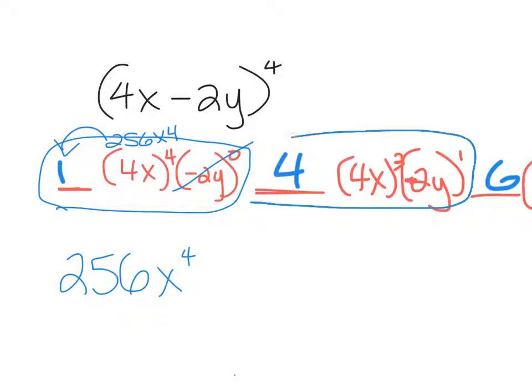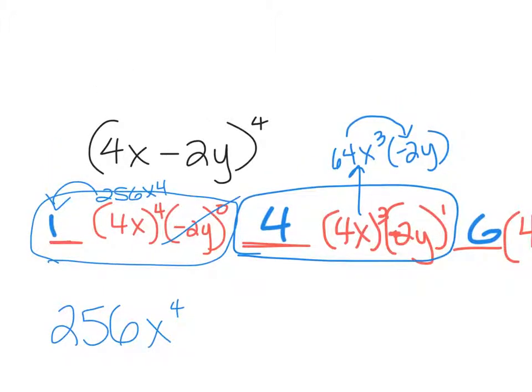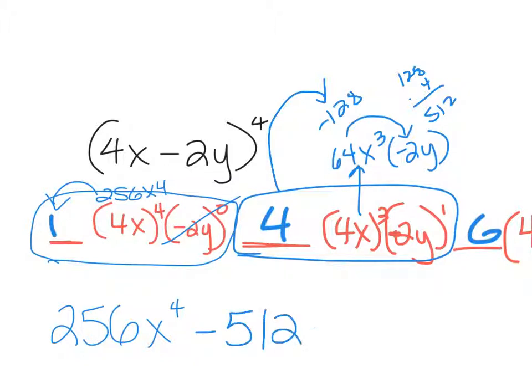Then I go to the second group, and I would cube this first. So 4 times 4 times 4 is 64, x to the 3rd. And then this is negative 2y to the 1st. So 64 times negative 2 is negative 128. And then negative 128 times 4 is negative 512. X to the 3rd. Y to the 1st.